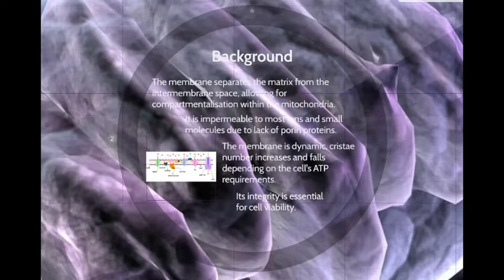The integrity of the inner mitochondrial membrane is essential for cell viability. If the membrane is lysed, the mitochondrial matrix, intermembrane space, and cell cytosol would have similar compositions. This would result in reduced ATP synthase efficiency, which could lead to cell apoptosis.